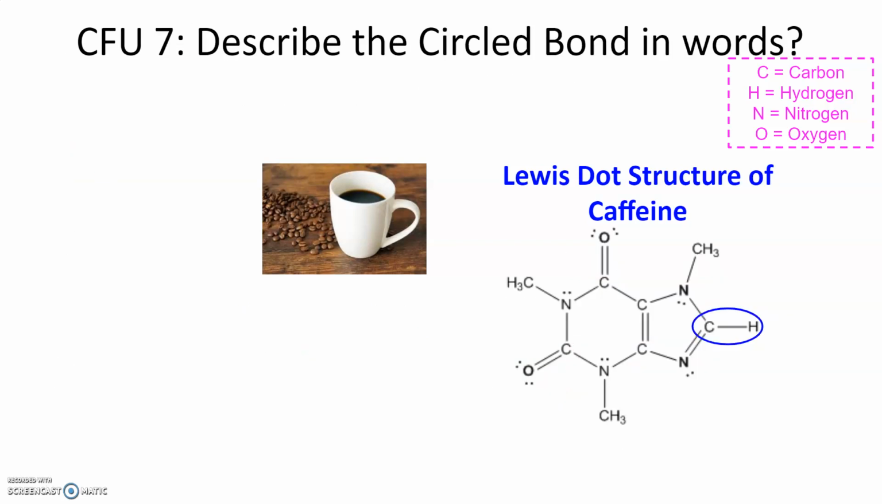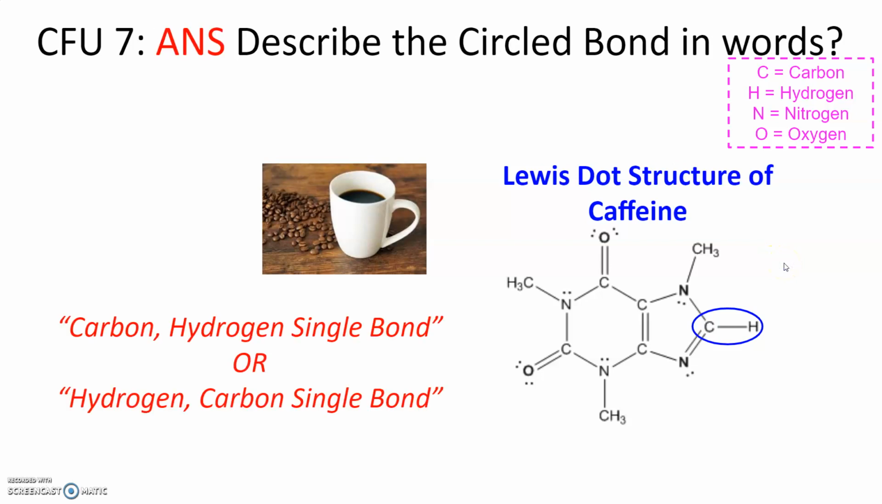All right, next one is describe the circled bond in words, just like you've done before. So pause the video now. When you press play again, the answer will be revealed. Great, carbon-hydrogen single bond or hydrogen-carbon single bond is how you would describe that.